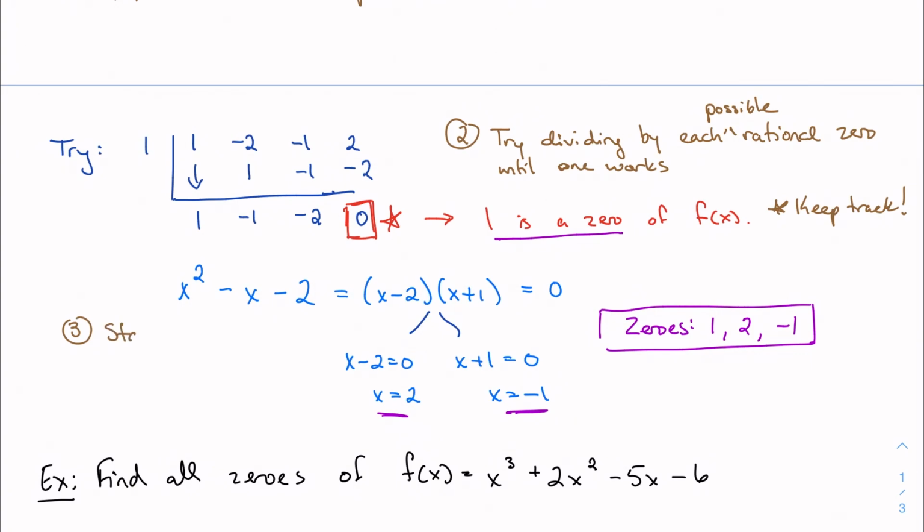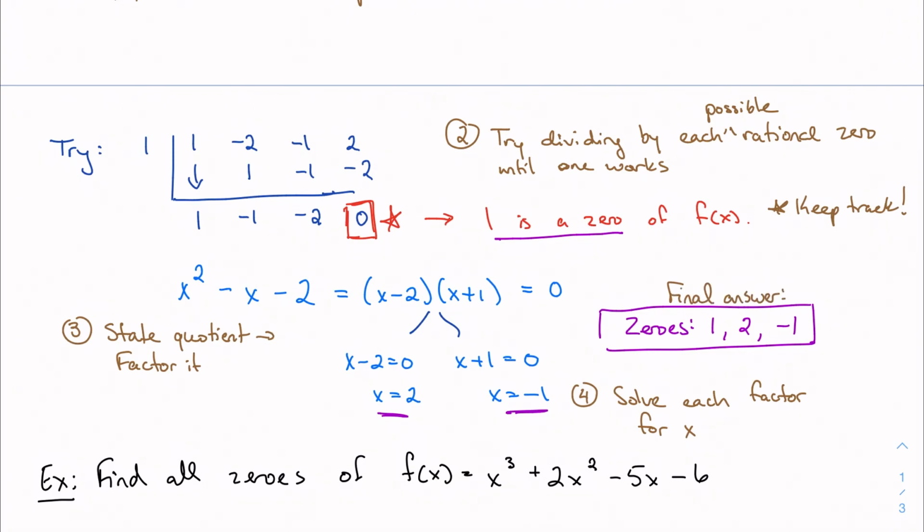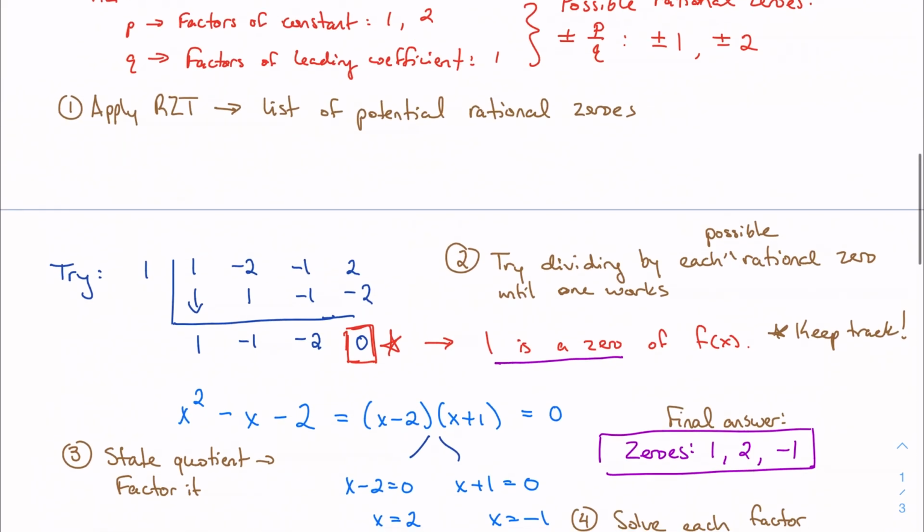I'm going to state my quotient and then try to factor it. And then lastly, solve each factor for x, and then you list your final answer. Right, so my final answer up here. Okay, so kind of all my steps in one place. Let's go through this a little more streamlined.